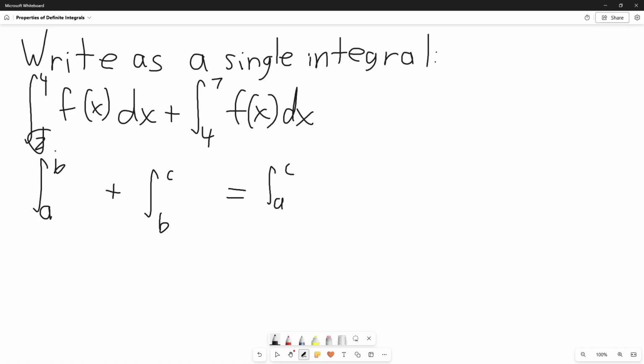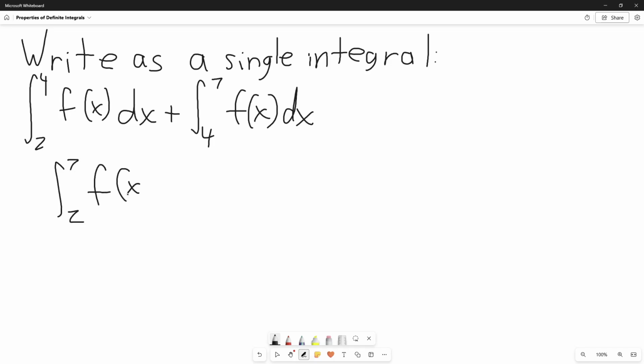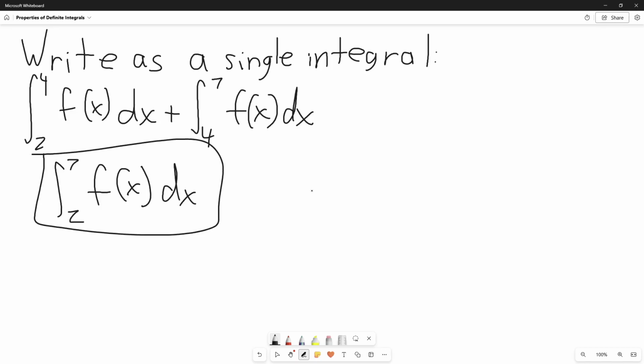So our a is 2, b is 4, but b doesn't really matter because we don't have a b in our final answer, and our c is 7. So that means 2 to 4 plus 4 to 7 is just the integral from 2 to 7 of f of x dx. And that's our final answer.